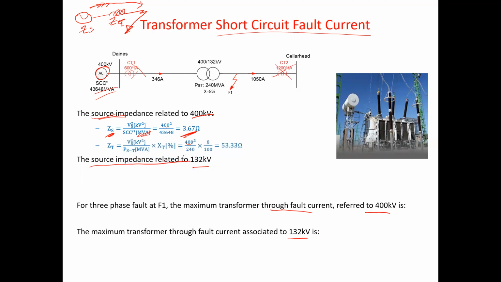Similarly, we can calculate the Z transformer, which is this one. It's the same, but we calculate it by the percentage of the leakage reactance, or transformer reactance. So 400 kV squared divided by MVA times 8/100, which is 53 ohm.